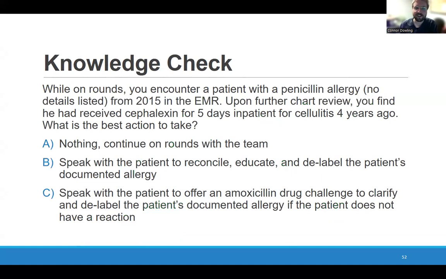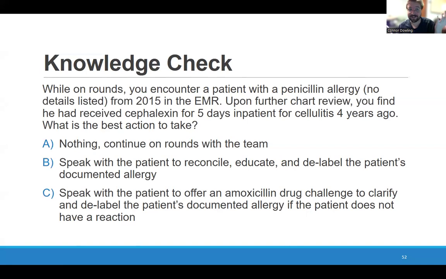And finally, one more example for you guys. While on rounds, you encounter a patient with a penicillin allergy with no details listed from 2015 in the EMR. So upon further chart review, you find he had received cephalexin for 5 days inpatient for cellulitis 4 years ago. What is the best action to take?